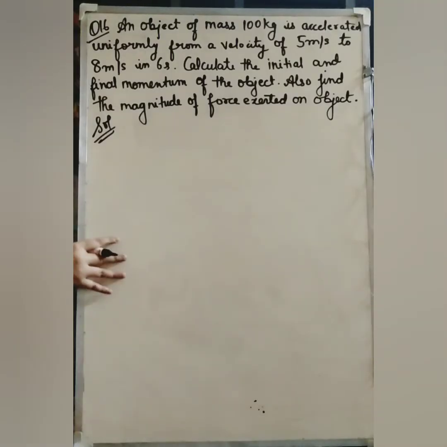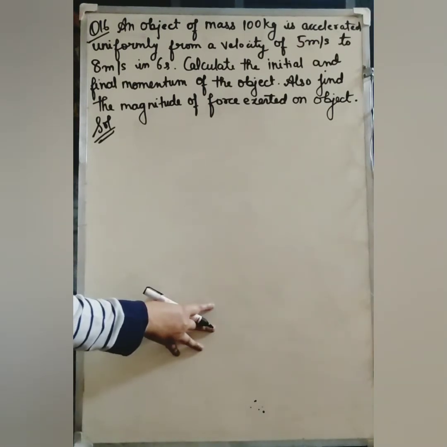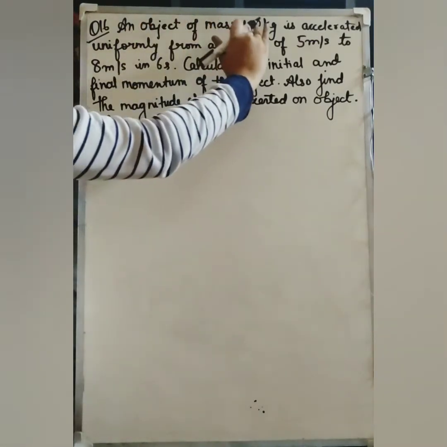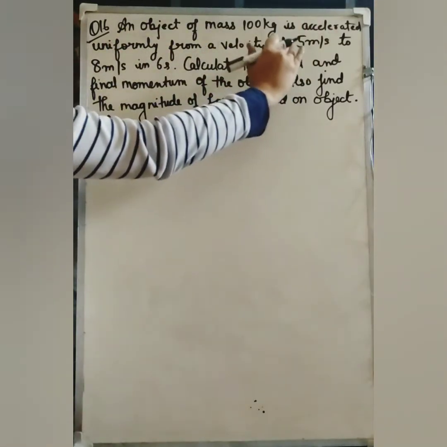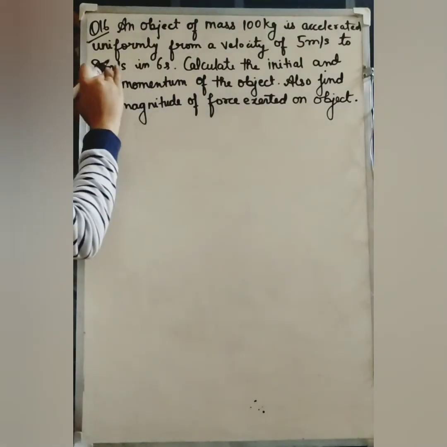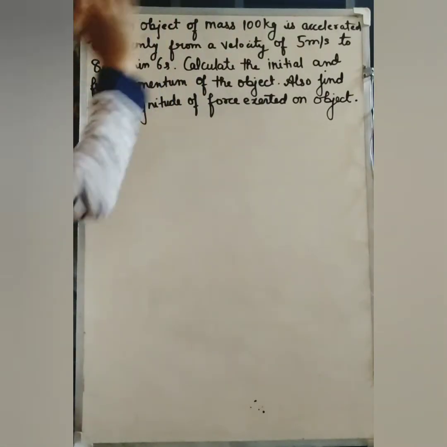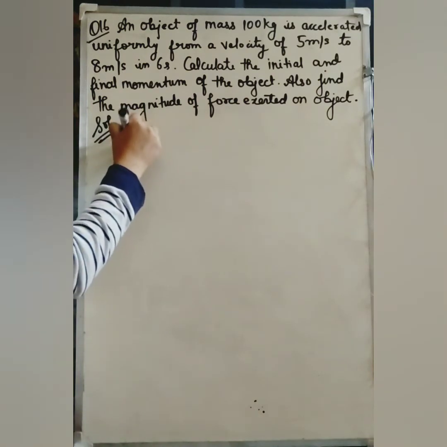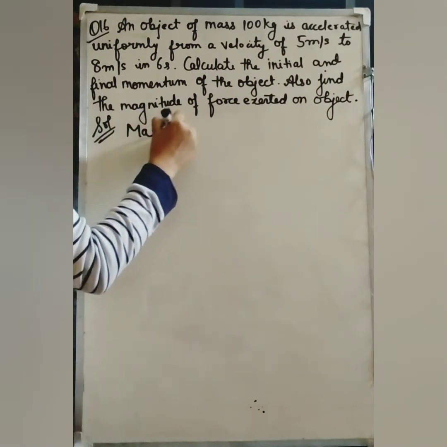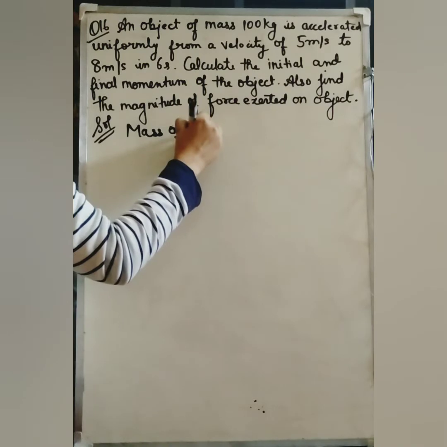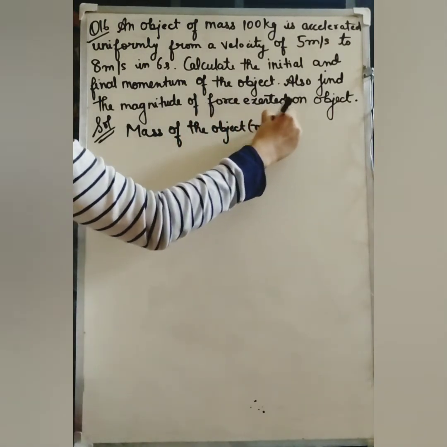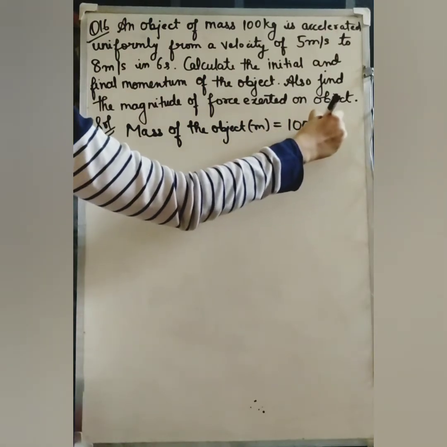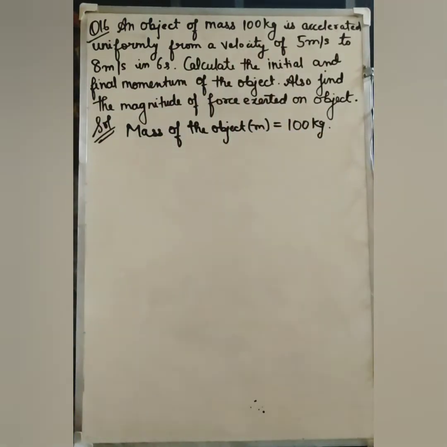This is question number 16 of the same, that is your exercise questions. So in this question, an object of mass 100 kg is accelerated uniformly from a velocity of 5 meter per second to 8 meter per second in 6 seconds. So it shows that there is a body whose mass is 100 kg. So I am writing here mass of the object is represented by m and it is 100 kg. This time it is given in SI unit, so no need of conversion.